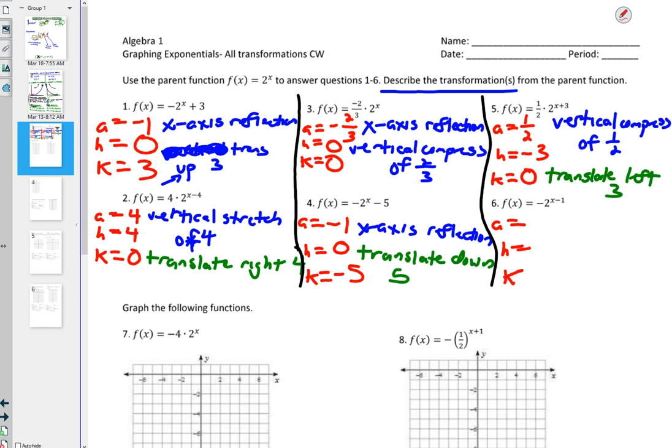The last one here, number 6. Tell me the A, H, and K. What's A? It's the 3rd time this happens in this little group of problems. It's the 3rd time we've seen this A. -1. Good. What's H?